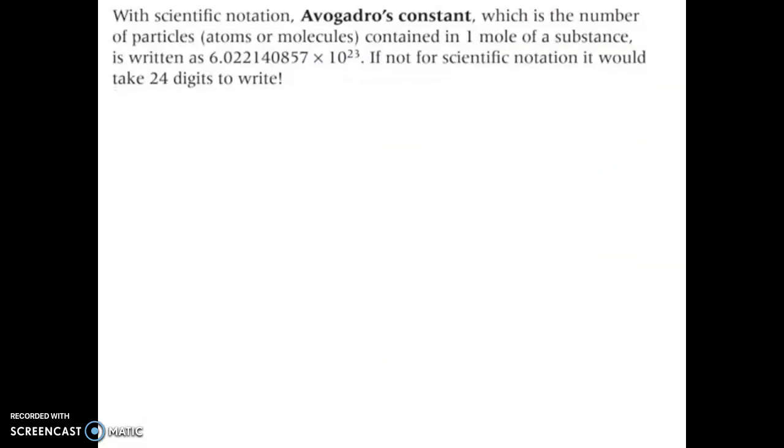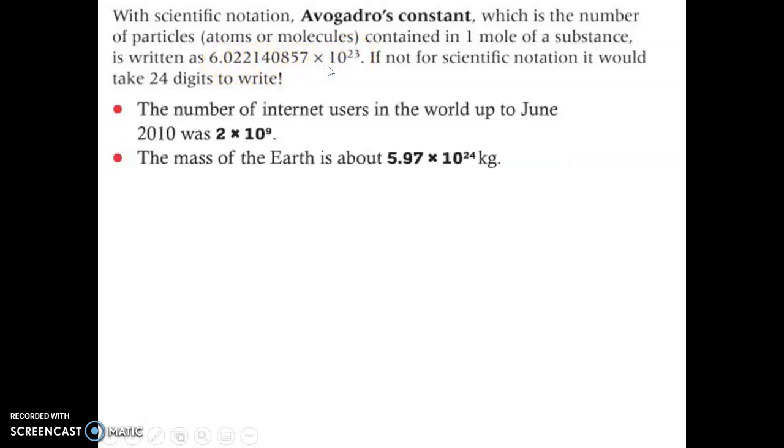Here's some more examples. With scientific notation, Avogadro's constant, which is the number of particles, atoms or molecules contained in 1 mole of a substance, is written as this. So notice we have 6 point and then a bunch of decimal places, but it's times 10 to the 23rd. If this was not written in scientific notation, it would take 24 digits to write it, because those 23 here means that that decimal will move 23 spots. Imagine that decimal moving 23 spots, quite long.